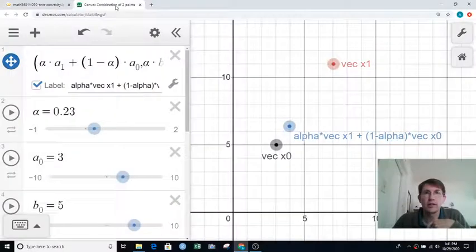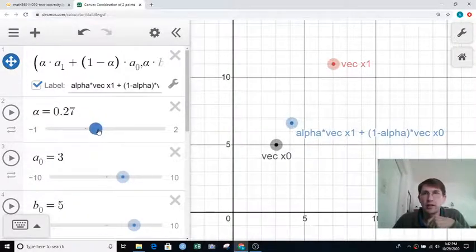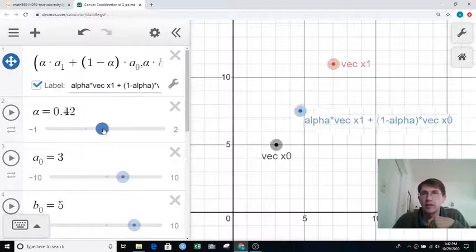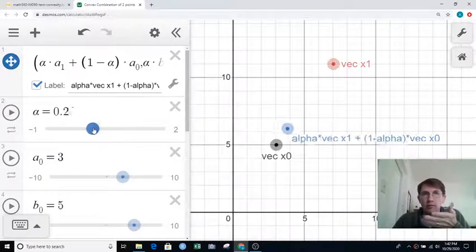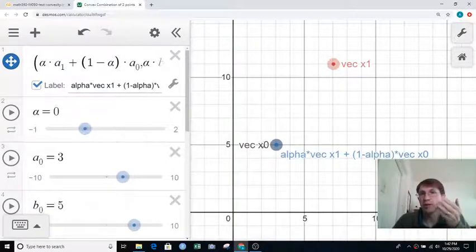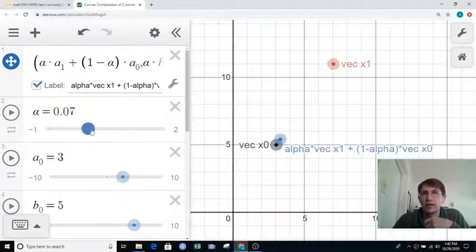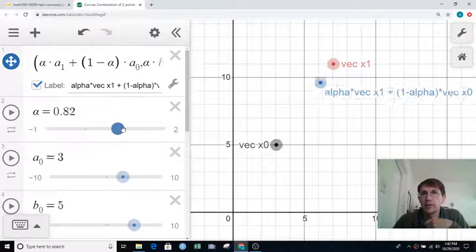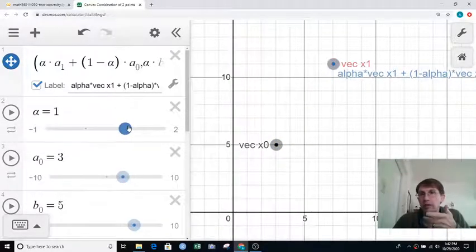Let's take a quick look at it. Here I've got a point defined here and a point defined here, and I've got an alpha slider, and I can slide alpha. So what do I get if alpha is 0? I get basically alpha 0 times x1 plus 1 times x0. So if alpha is 0, I get the point x0. And then alpha smoothly interpolates up to the vector x1 when alpha is 1.